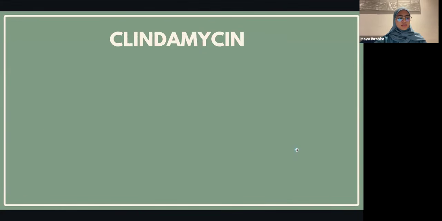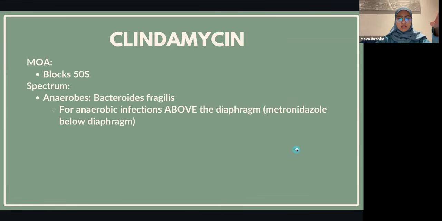Now, clindamycin, okay, binds to 50S, not 30S, because it's not a TA. And its spectrum is anaerobic infections, okay? Anaerobic infections above the diaphragm. This is a normally repeated MCQ, and they ask you, like, for anaerobic infections, is it above or below the diaphragm? If it's above, it's clindamycin. If it's below, it's metronidazole. You're gonna take this in protozoa, I think.